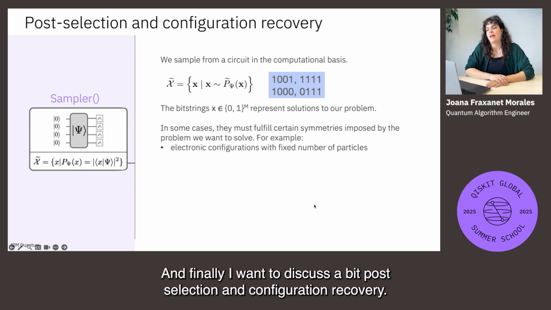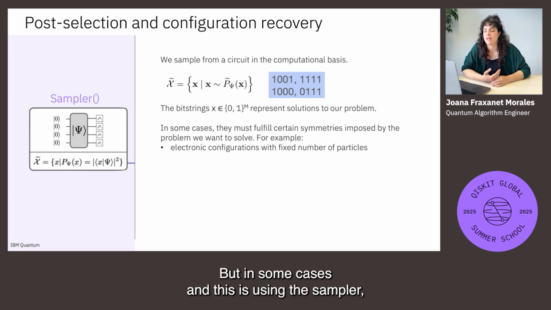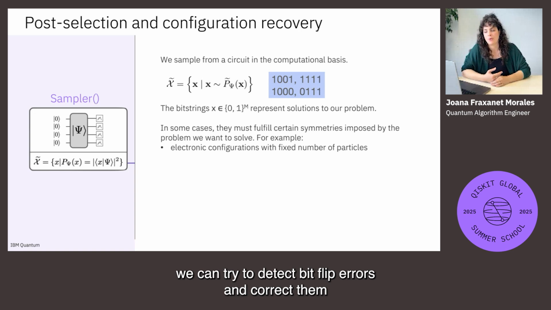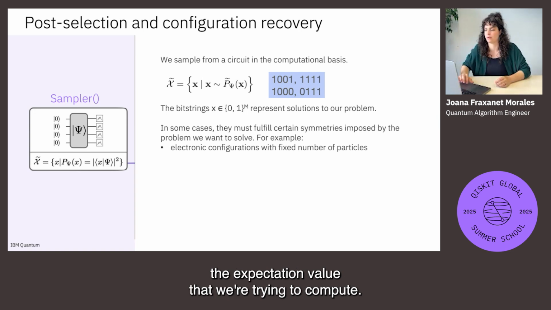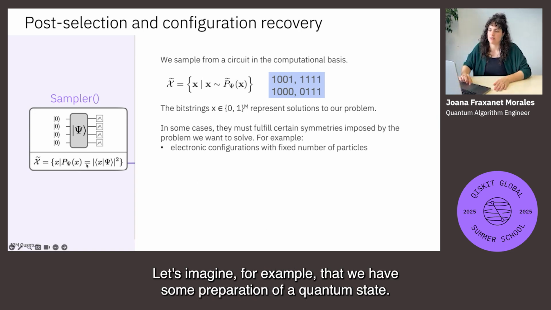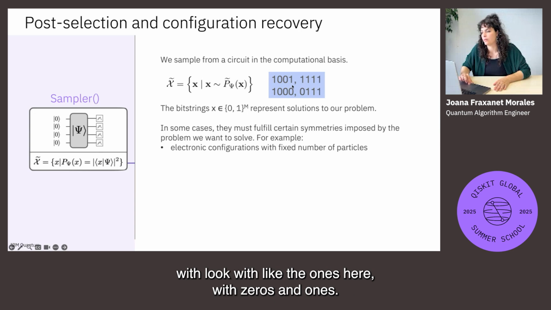And finally, I want to discuss a bit post-selection and configuration recovery. As I said, there's going to be a talk that goes with this to more depth. But in some cases, and this is using the sampler, we can try to detect for bit flip errors and correct them so that they don't have such a big impact on, for example, the expectation value that we're trying to compute. Let's imagine, for example, that we have some preparation of a quantum state and we're measuring sets of samples, bit strings here. Our bit strings would look like the ones here with zeros and ones.